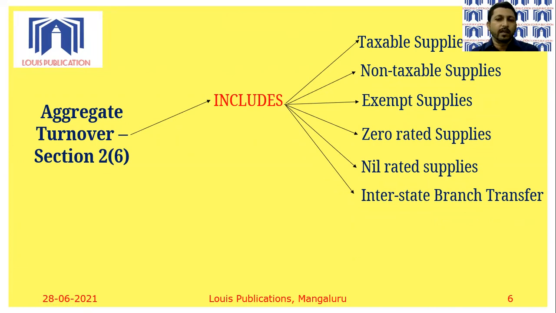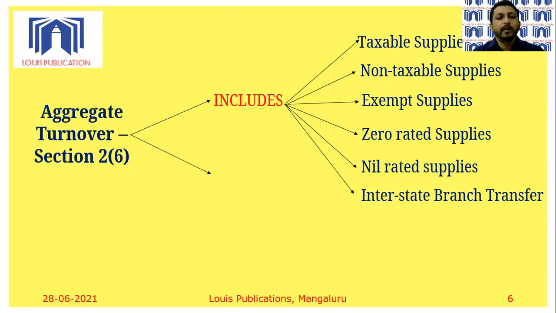Now the concept of aggregate turnover is more or less to identify whether the supplier is exceeding the threshold limit of 40 lakhs, which is compulsory for registration under GST. Remember this. All kinds of supplies put together, if it exceeds 40 lakh rupees, apart from the special category states, then the supplier is liable to register under GST compulsorily. In case of special category states, if all these supplies put together for the year, the aggregate turnover is beyond 20 lakh rupees, then compulsory registration is required under GST.